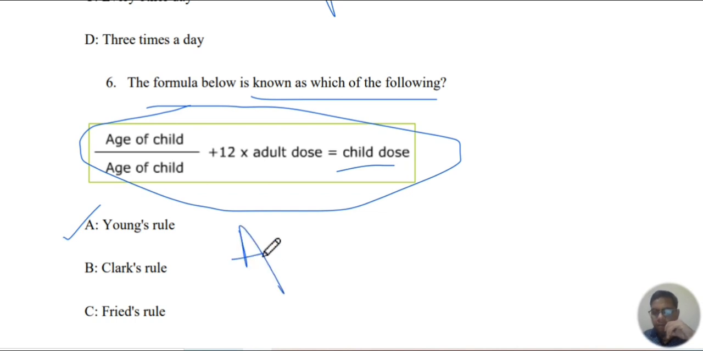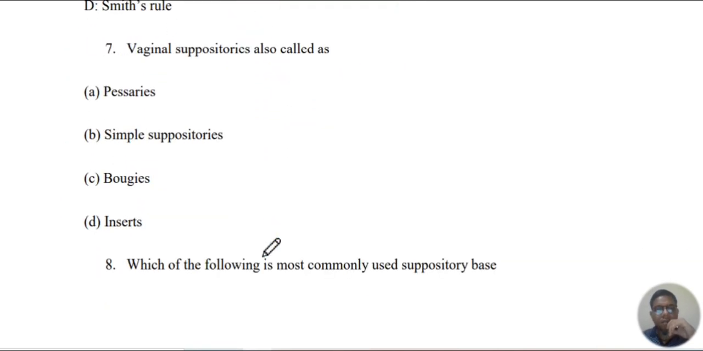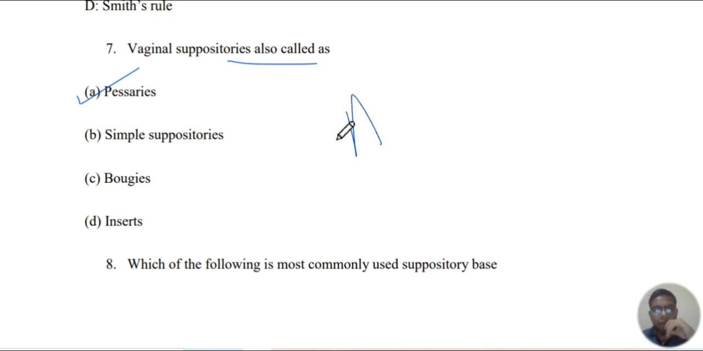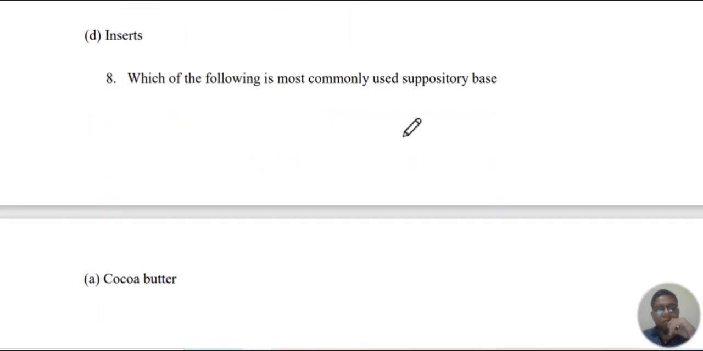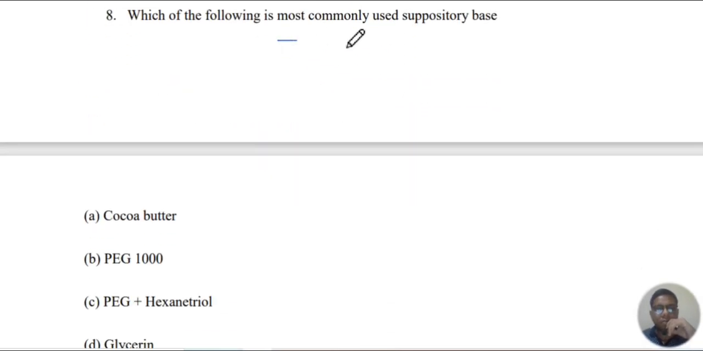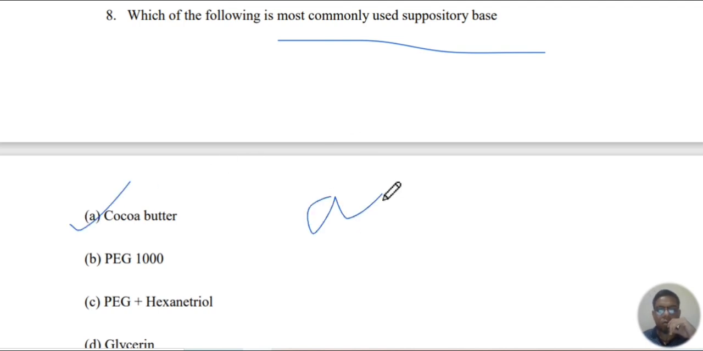Okay. Next is seventh question number. Vaginal suppositories also called as pessaries. The answer is A. Next is eighth question number. Which of the following is most commonly used suppository base? The answer is A. Cocoa butter.